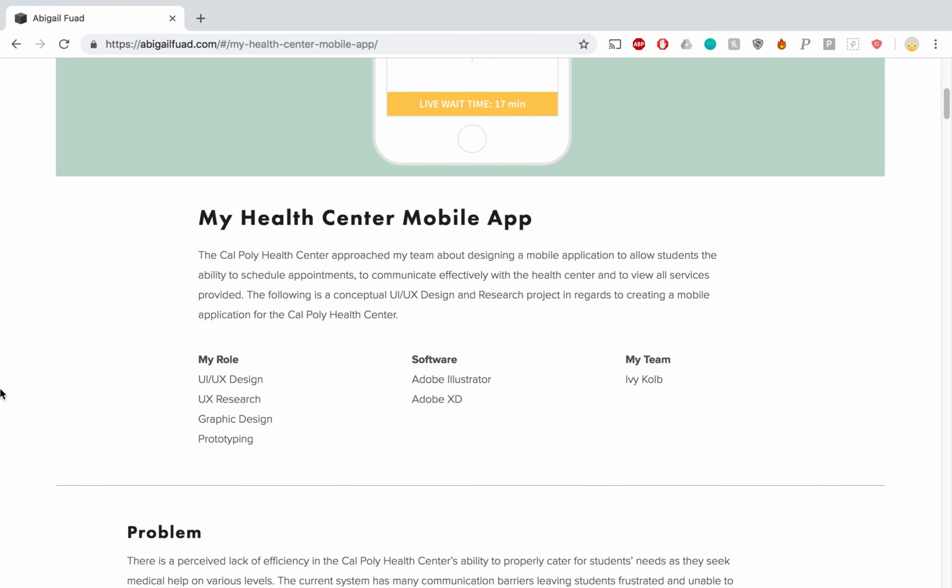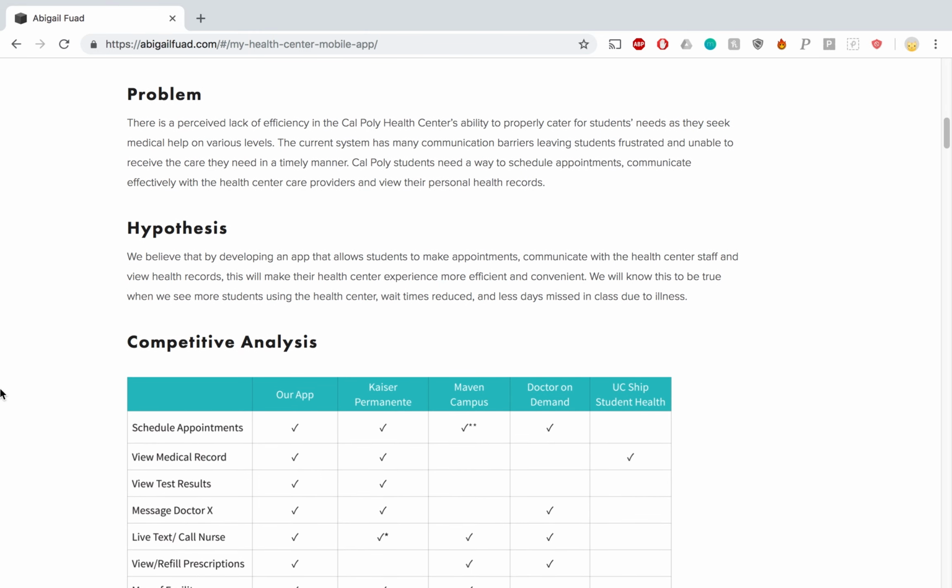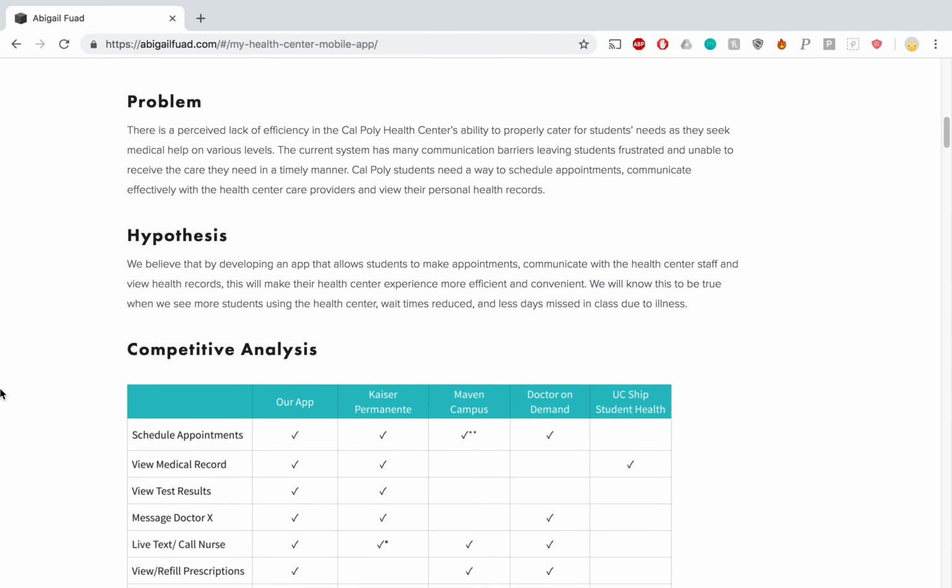The health center came to us about developing a mobile application that allowed students the general ability to communicate with the health center, whether it was about scheduling appointments more effectively, viewing all the services provided, or really just understanding exactly what the health center could offer them. There isn't really anything out there at the moment that the health center has for students. There's something you can access through the Cal Poly portal, but it's just not effective or efficient, and a lot of students just don't know how to use it or how to access it.